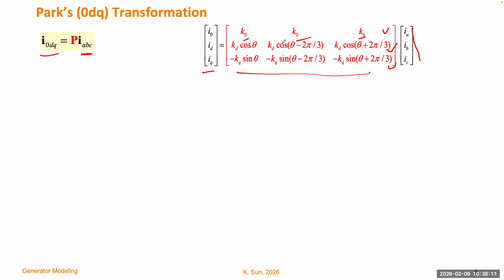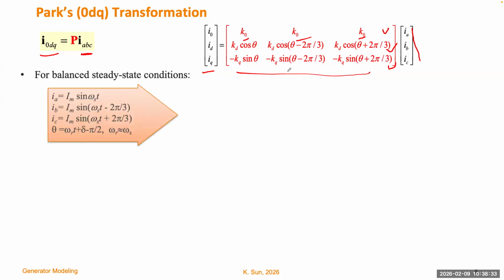But here we still want to make those K's, K0, KD, KQ, somehow meaningful, right? So next we can determine some preferable values for those three K's. So let's just take a look at the steady state condition. When we say steady state condition, there's a quiz question I asked: under steady state condition, is every variable unchanged or constant?